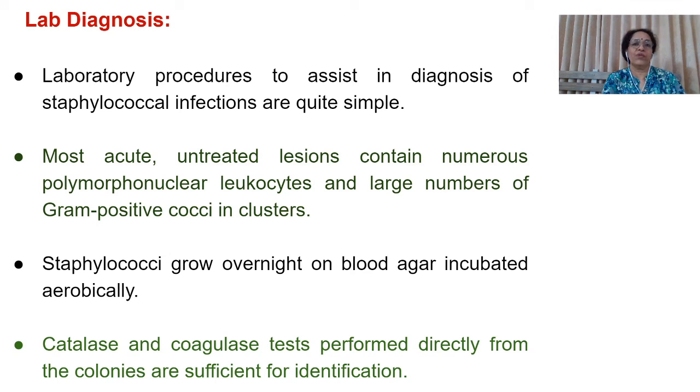Staphylococci can grow overnight on blood agar, on nutrient agar, on mannitol salt agar. So you can easily identify, after 24 hours, golden yellow colored colonies, and after that by using various biochemical tests. As you know, the various tests which are used for identification were covered in part 1. You can perform those and identify these microorganisms very easily in the laboratory.